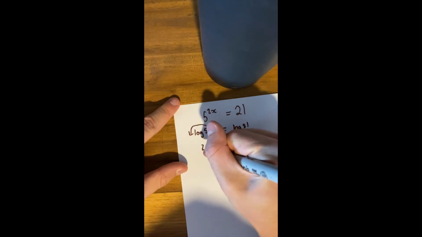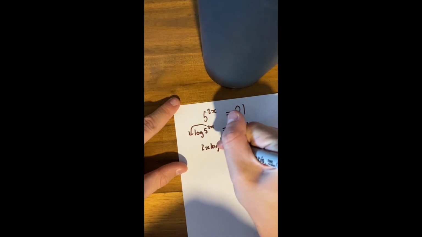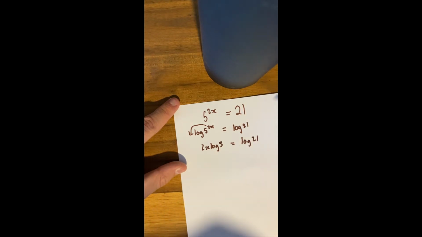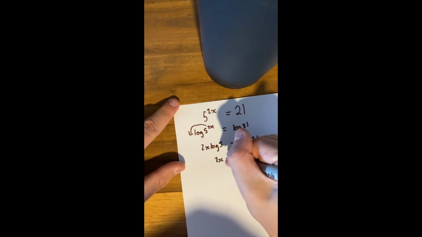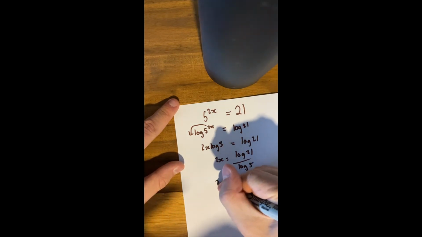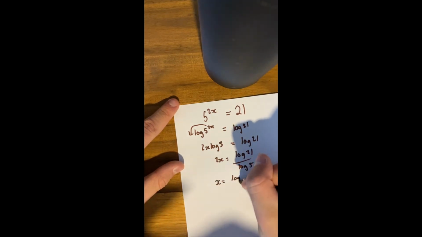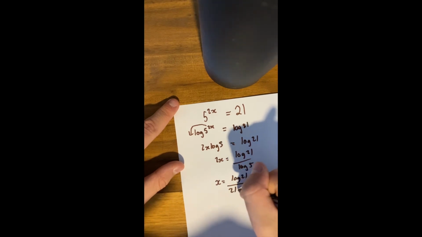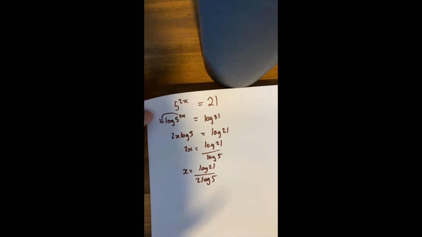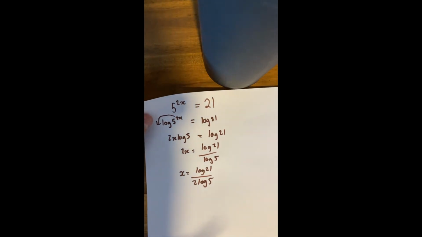So 2x log 5 equals log 21. And again, simply rearrange for x. So 2x equals log 21 on log 5. And then divide both sides by 2. We get x equals log 21 on 2 log 5. And if you chuck that in a calculator, that will give you the correct answer for x.